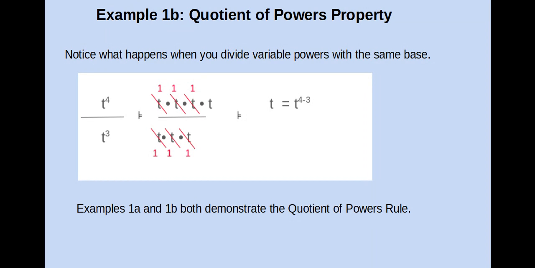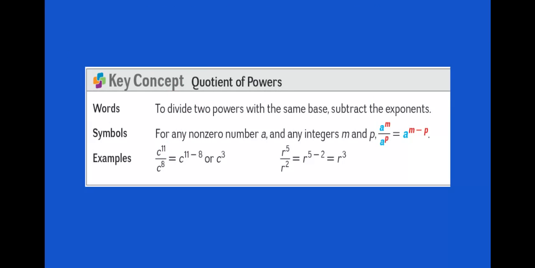But another way I can reach that, which is what we did before, is just doing t to the 4th power minus 3, and I'll still get t. So it's just different ways to do it, but you get the same answer either way that you want to do it. With example 1a or example 1b, you get the same answer. Now, examples 1a and 1b both demonstrate the quotient of powers rule.